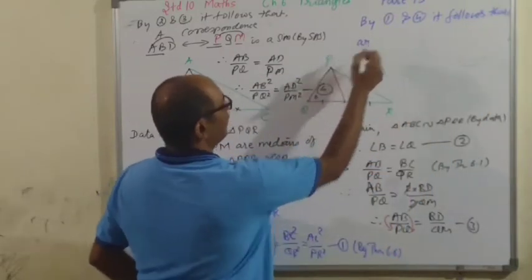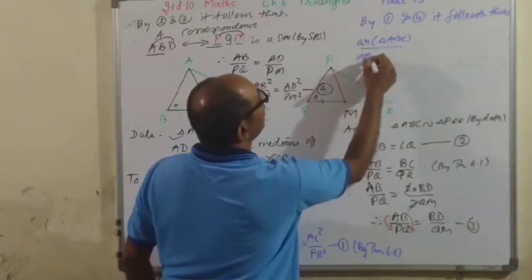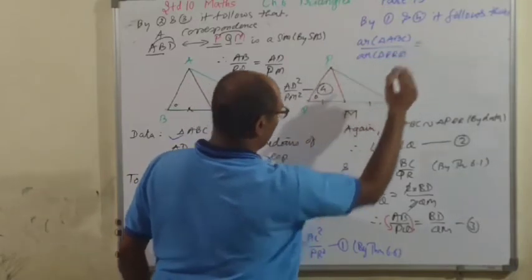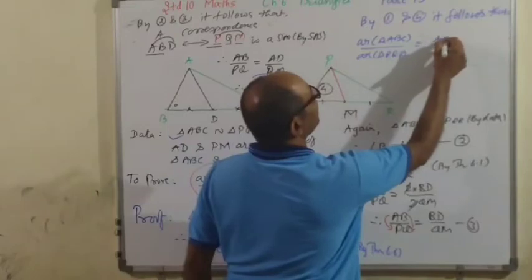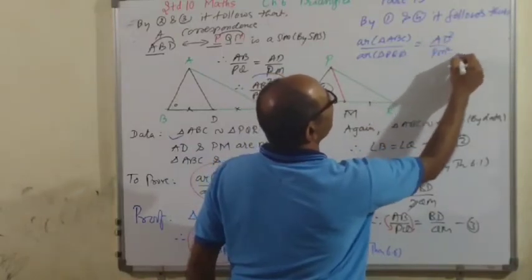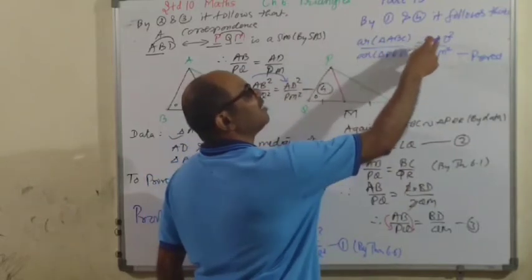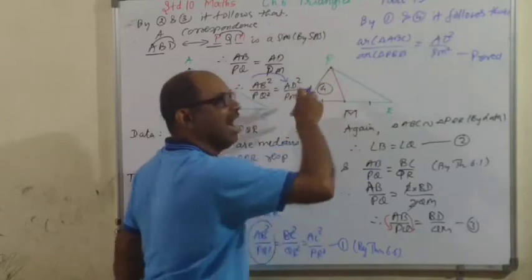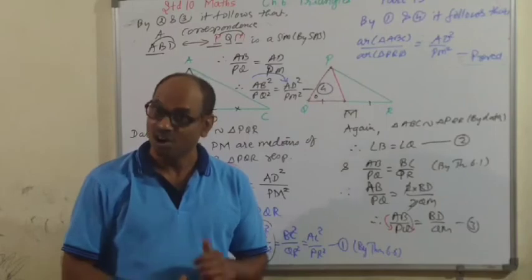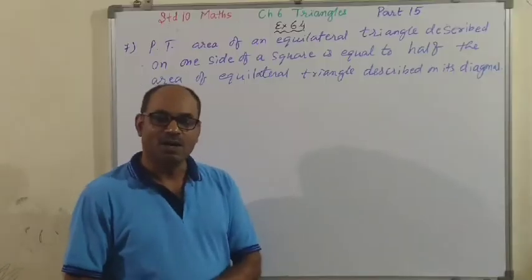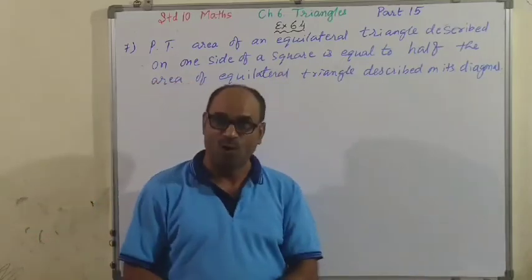बोलिए, the ratio, area of triangle ABC upon area of triangle PQR is equal to, instead of AB square upon PQ square, it is AD square upon PM square. That's it, proved. Correct? The ratio of the areas of two similar triangles is equal to ratio of the squares of their corresponding medians. Okay? Understood? Good? Alright children. We move on to the next question, and that is 7th one of exercise 6.4.